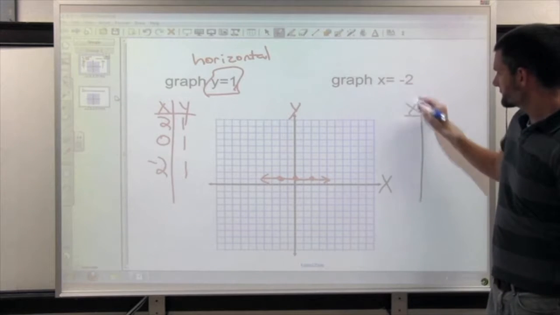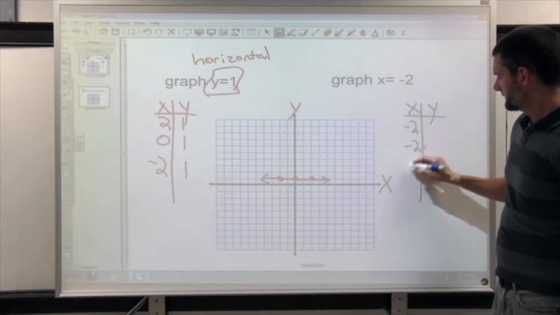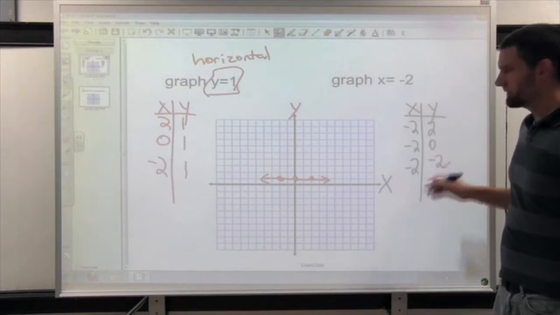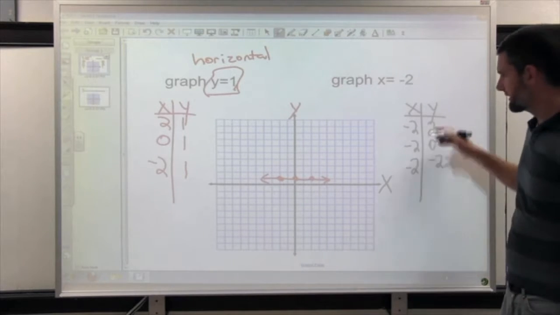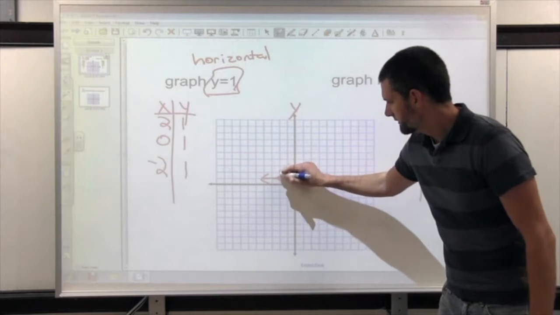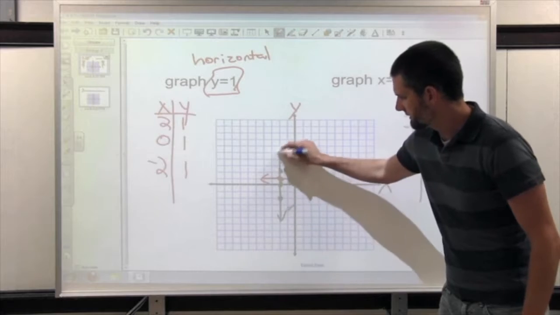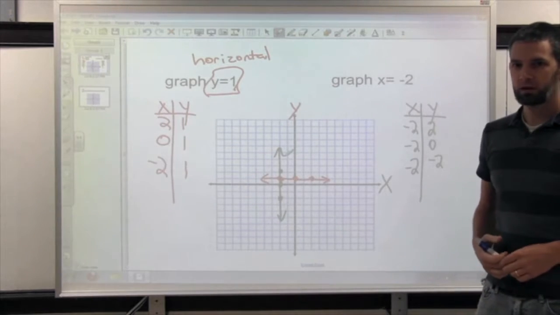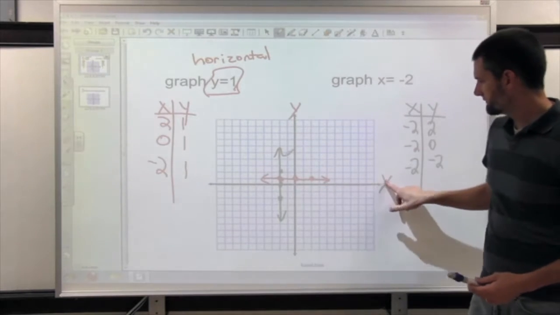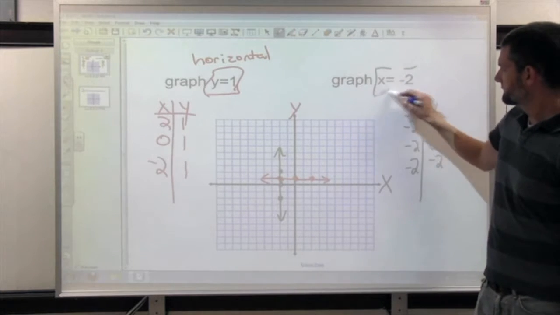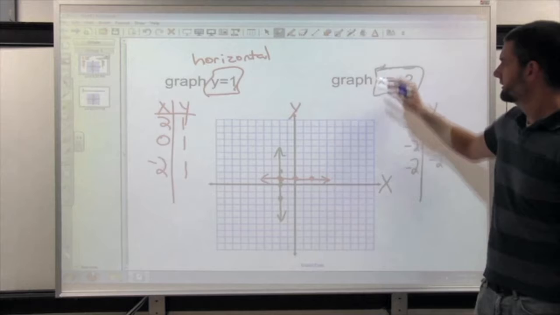Let's take a look. The x has to equal, in this case, negative 2. And the y could be, again, anything we want it to be. If we graph these points, they end up not in a horizontal line, but in a vertical line. And in this case, that vertical line is crossing the x-axis at negative 2. There's negative 2 right there in the equation.